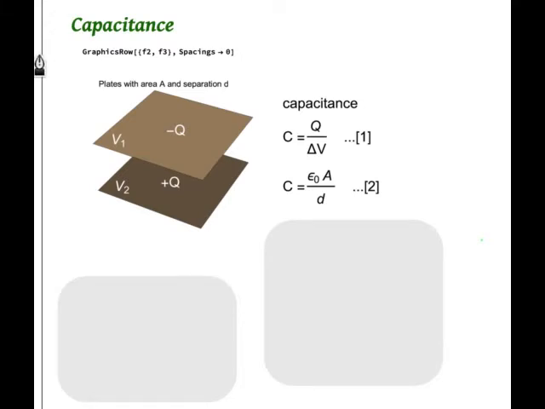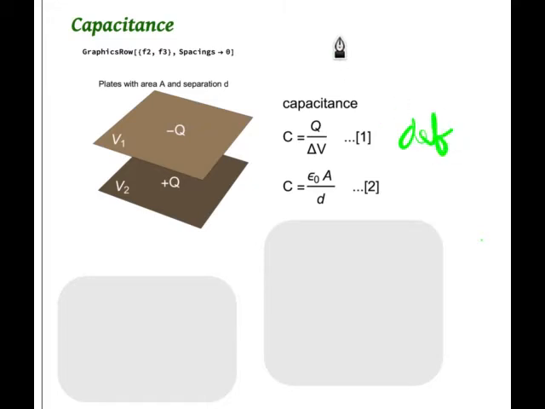Okay, now the parameter that describes a capacitor is called the capacitance. And, well, I have here two equations for capacitance. They have different meanings, though. The first equation here is the definition. So this is the definition of capacitance.